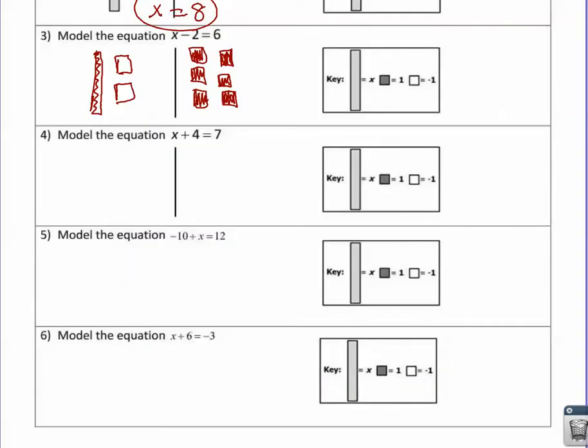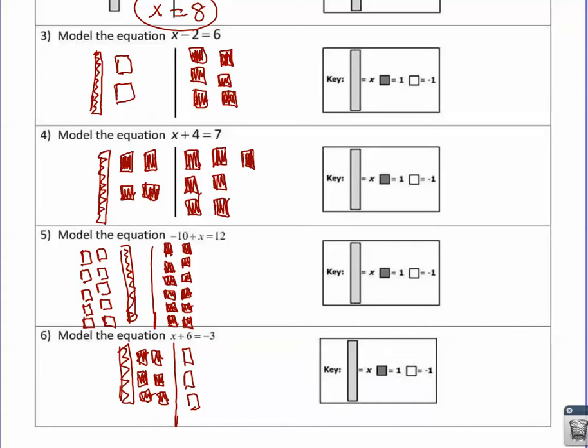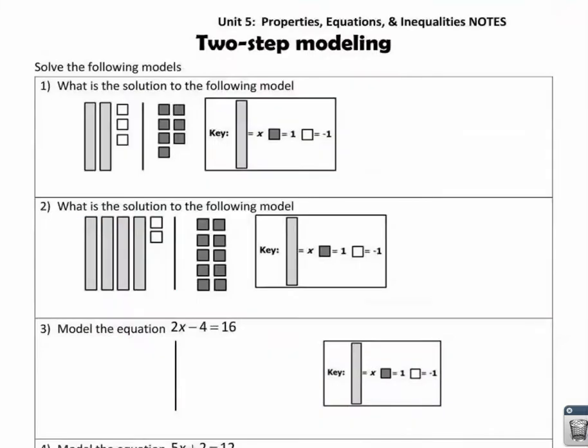Pause the video, try 4, 5, and 6. Check your answers with the following problems. Ask your teacher if you have any questions. Now let's move on to two-step modeling. Turn the page.